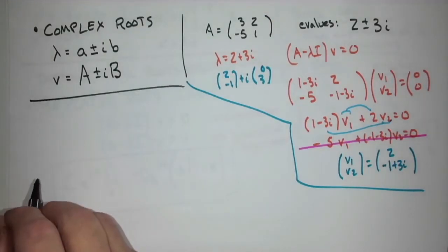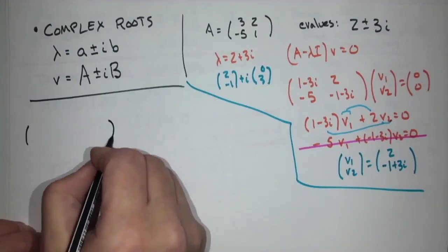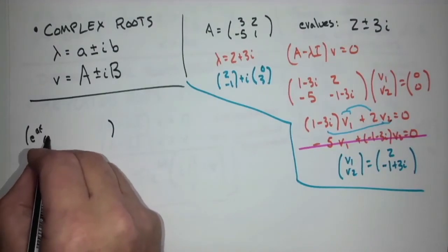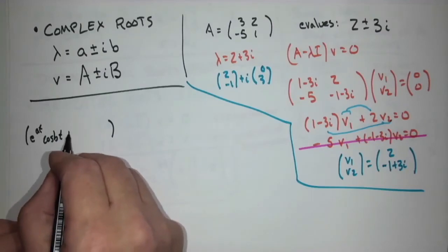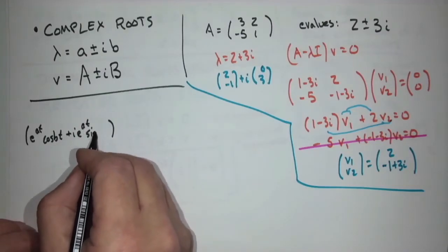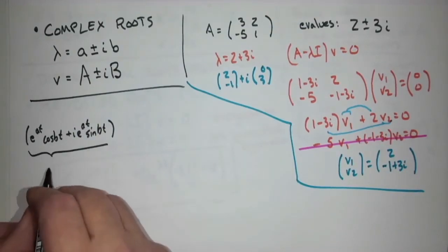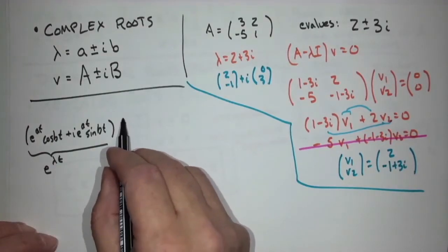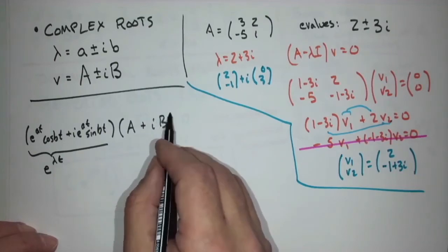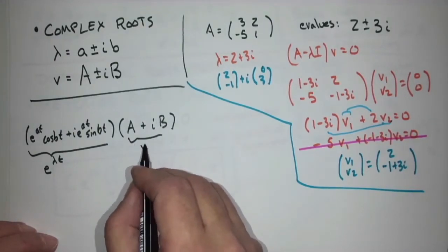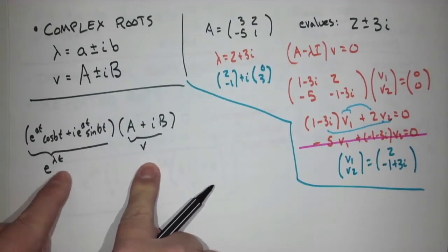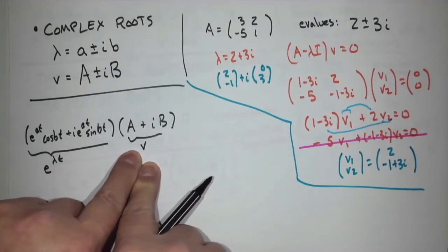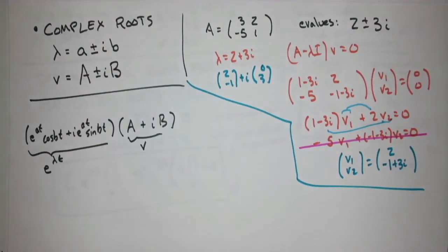But here's the key. You take e to the at cosine bt plus i e to the at sine bt. This part is e to the lambda t. And then you multiply it by your a plus i times b, and this part is your v. So it's the same basic setup, e to the eigenvalue t times eigenvector, the same thing we've been talking about with our other situations. But now, here's the fun thing. What do you do?